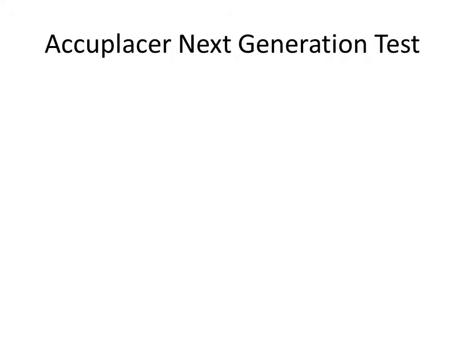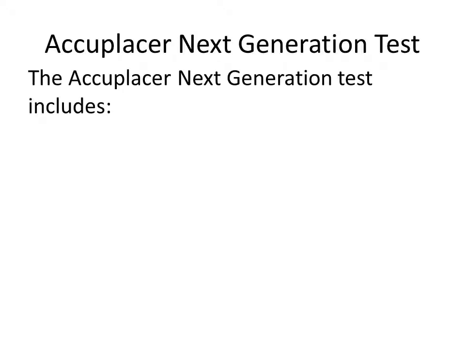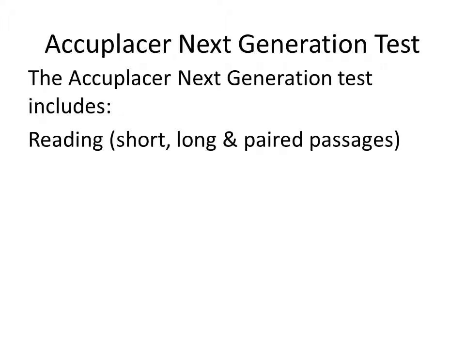Finally, then, let's have a look at what's on the Accuplacer Next Generation test and compare that to the classic version of the exam. The Accuplacer Next Generation test includes reading. Now, the new test has short passages like the old classic test used to have, but it now also has long passages and paired passages. These long and paired passages will have about 4 questions apiece.